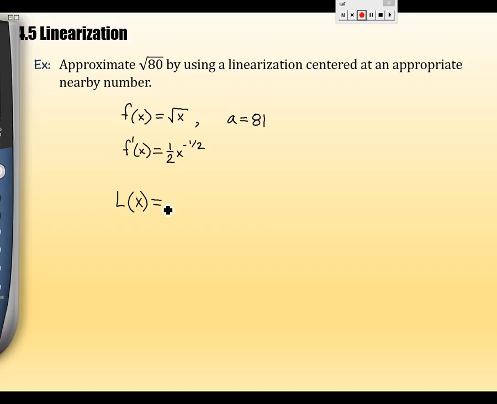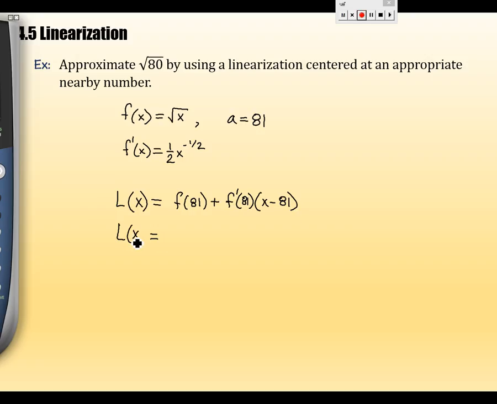It's going to be f of 81 plus f prime of 81 times x minus 81, right? Isn't that the tangent line approximation? What is f of 81? We actually know that, don't we? That's why we chose a to be 81. If f is just root x, then what is this?